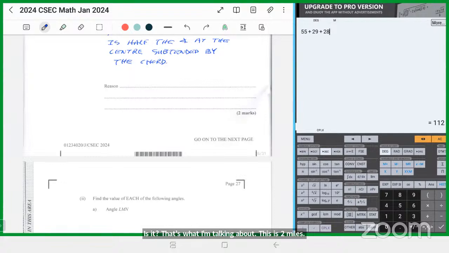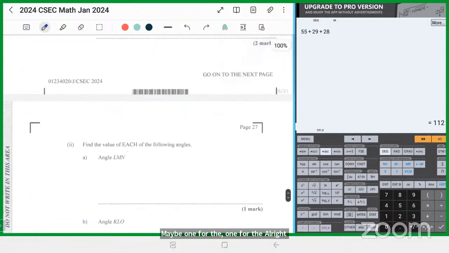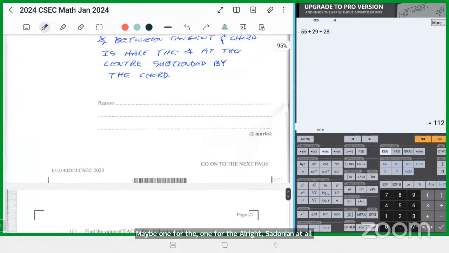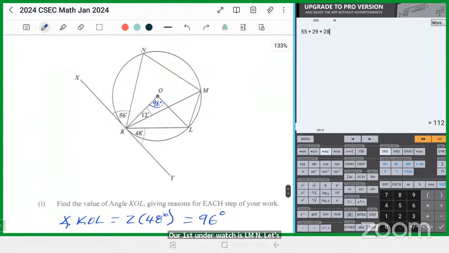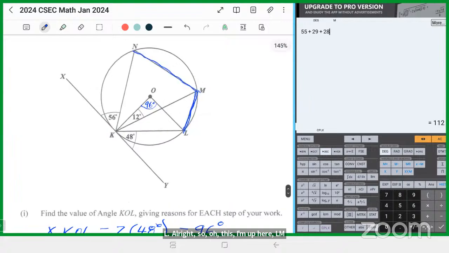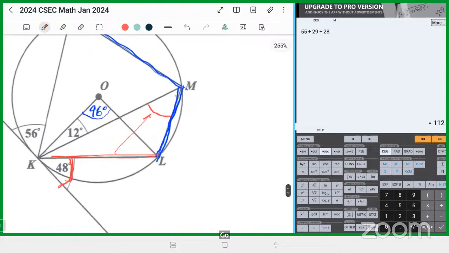All right? So down here, our first angle I want is LMN. Let's go up and see what LMN is. Which angle is LMN? All right, so I want this angle up here, LMN. Because I looked at the diagram when I was reading out the angle, I recognize that because this angle is 48, subtended by this chord, the chord is going to subtend the same 48 up here. So this angle right here says 48.